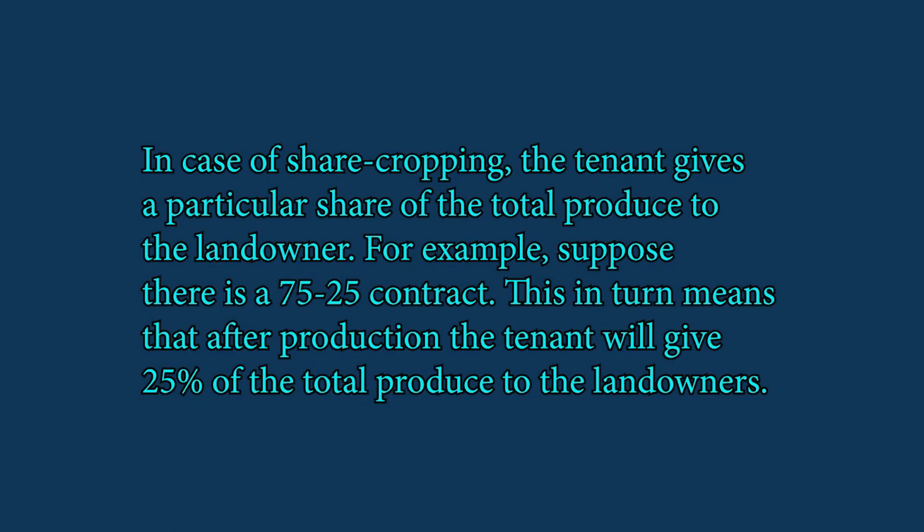Now, let us consider sharecropping. What happens in sharecropping? In sharecropping, as in the earlier case, the landowner does not cultivate the land. Instead, here also the landowner gives the land to the tenant, who then cultivates on behalf of the landowner. But the major difference between the earlier contract and sharecropping is this: in case of sharecropping, the tenant gives a particular share of the total produce to the landowner.